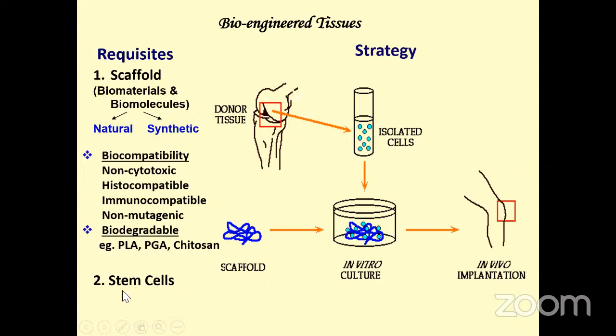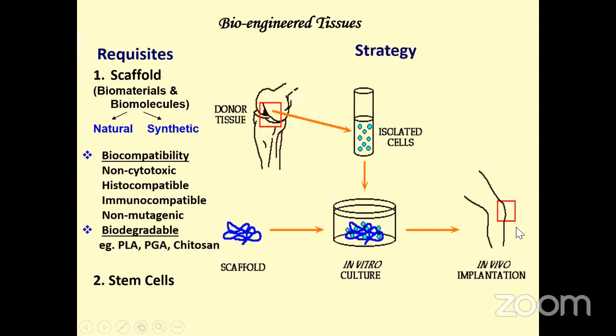The other cellular component is stem cells. So you have the scaffold and you have the cells, and you put them together. For example, take donor tissue like cartilage, for knee replacement in osteoarthritis. For cartilage, we can take mesenchymal stem cells, which are capable of developing into cartilage cells. You have the scaffold and the stem cells, then grow them together. Once these are formed, you can give the implant back to the patient.